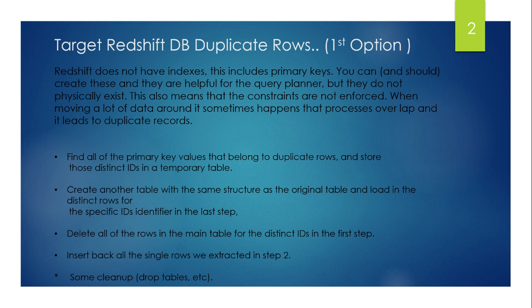The one way is that after creation in Redshift, you can find all the duplicate rows and store the distinct IDs in a temporary table. Then you can create another table with the same structure as the original table and load the distinct rows into that table, then delete all the rows in the main table for the distinct IDs from the first step, and then insert back the single rows into the main table, and then you can clean up the staging tables.